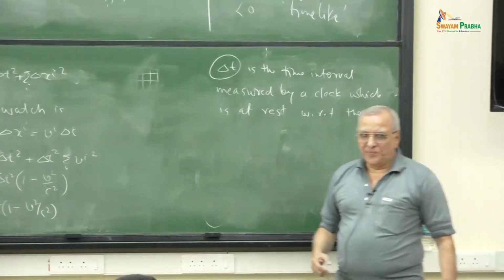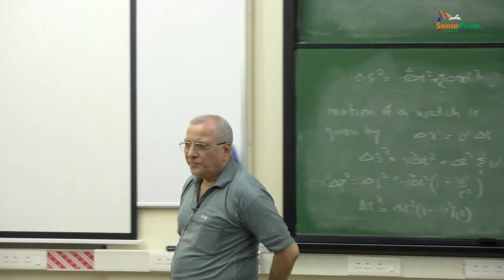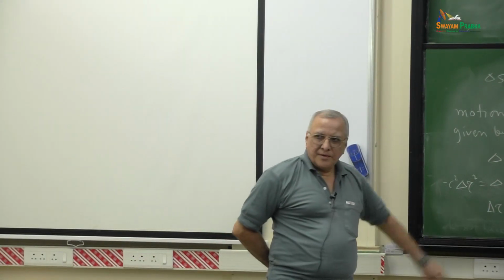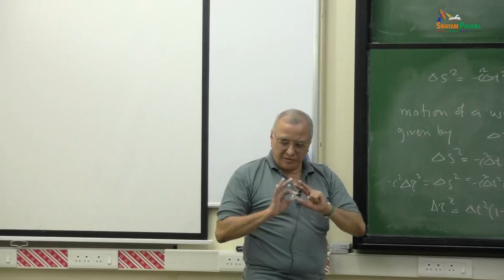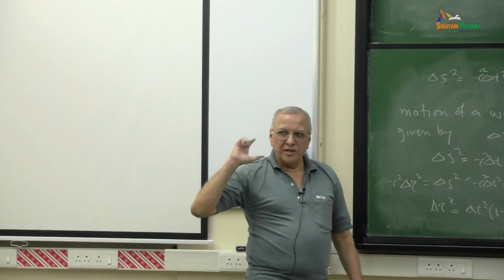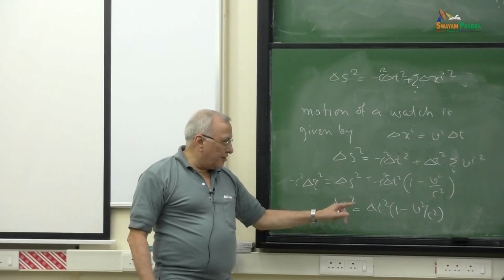So delta t, which is on the left hand side, is the time interval measured by a clock which is at rest with respect to the map. This delta tau is just the time interval because this is a positive, time like interval. So whichever two events you define, the two events whose interval is time like will define the delta tau. I am now saying what is delta t.